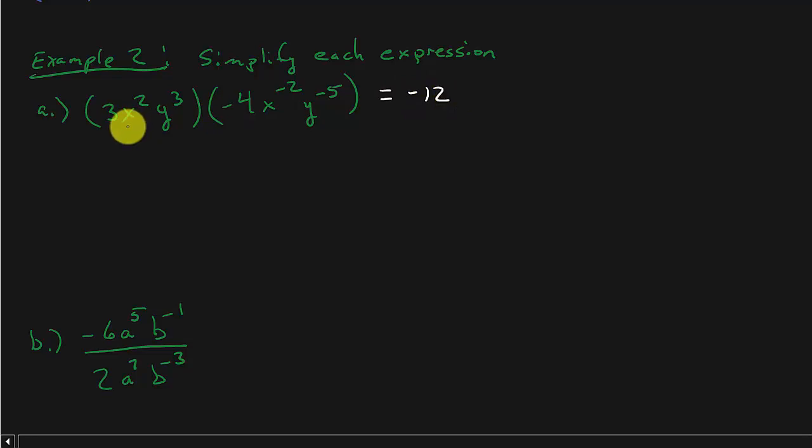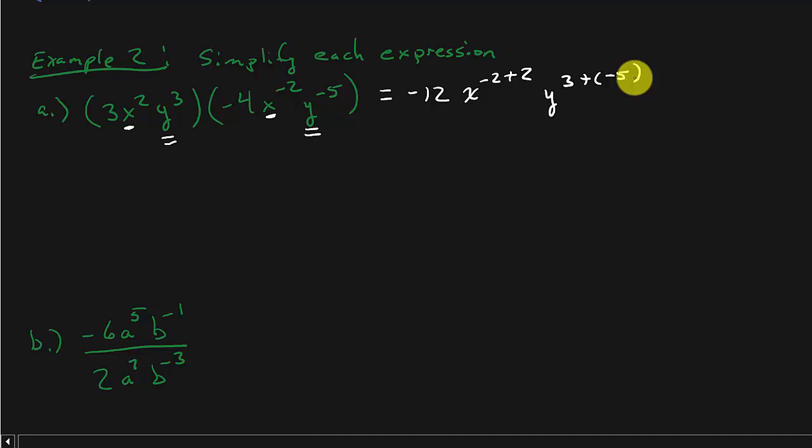And then you can see here I've got like bases. I'm multiplying, so I'm going to add the exponents. So that's x to the negative 2 plus 2. And then I have like bases here with the y, so I'm going to add the exponents. So that's going to be y to the 3 plus negative 5.